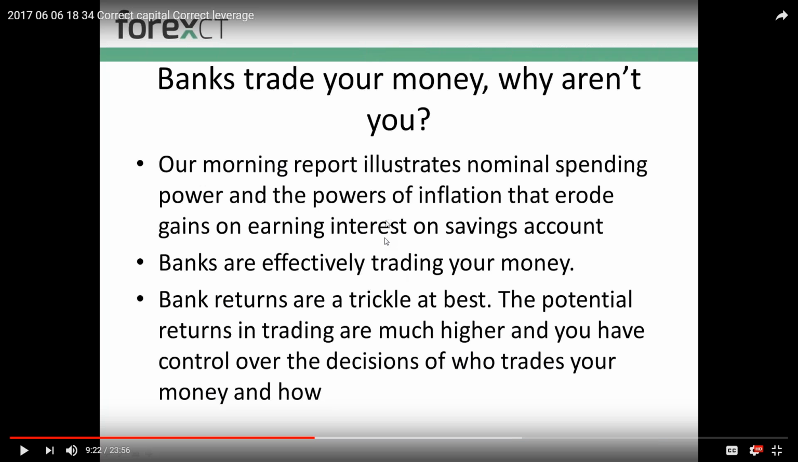Now, our morning report illustrates nominal spending power and the power of inflation that erodes gains on interest earned on savings accounts. Most savings accounts barely scrape together 2 to 3% interest, even lower. But the power of inflation is eroding those returns on a consistent, daily basis, year on year. So if we look at making a small amount on bank accounts while the cost of living increases nominally at 2 to 3%, then you're going to have a largely one step forward, two steps back scenario. Bank returns are a trickle at best. The potential returns you have in trading are much higher, and you have control over your decisions of who trades your money and how.